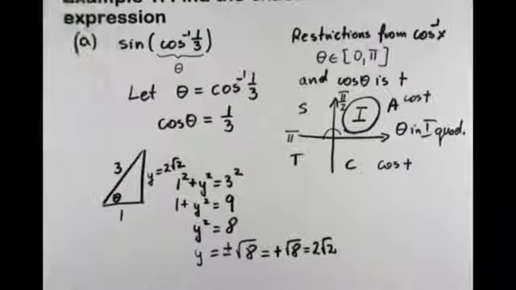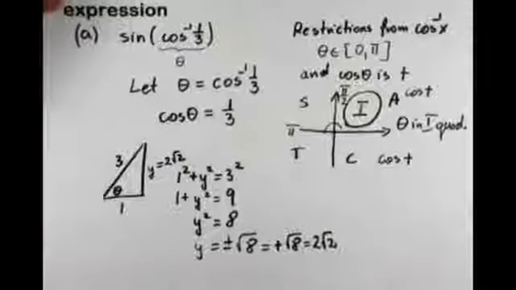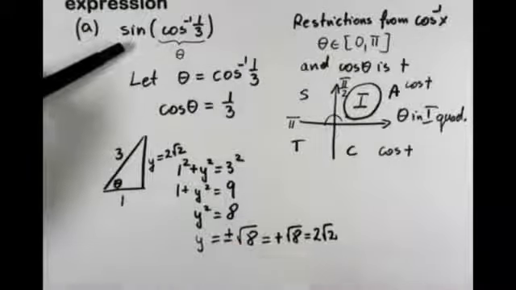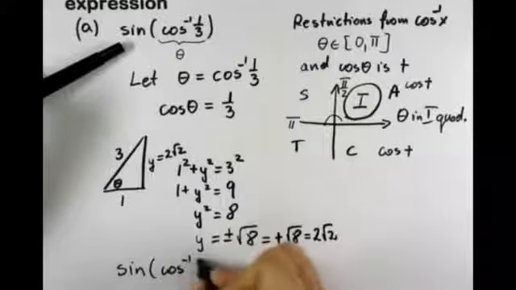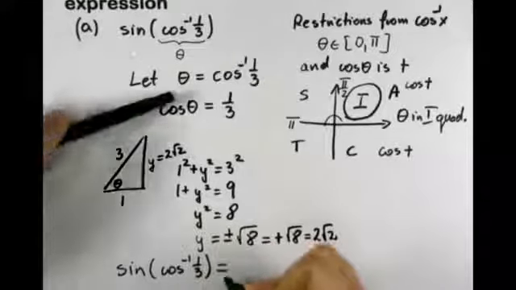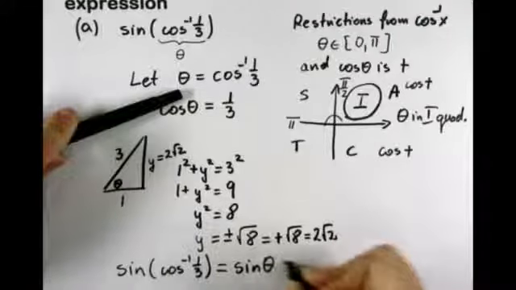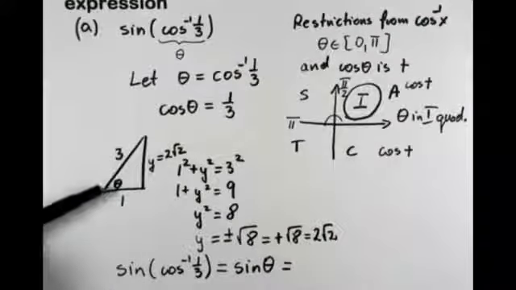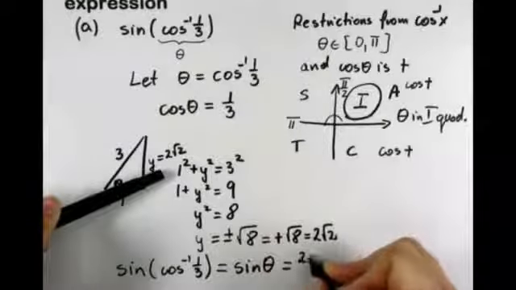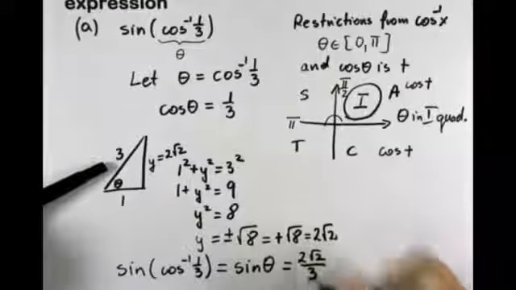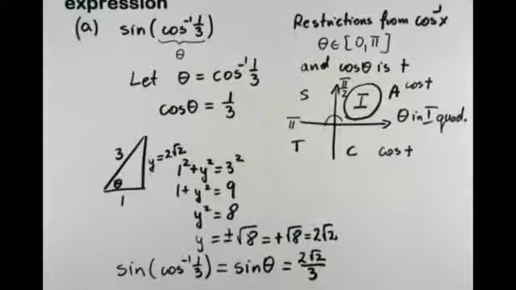So now my final answer, I'm looking at my final and my original question. I need to find sine of cos inverse of 1/3, and we said that cos inverse of 1/3 is theta, so I need to find sine theta, and sine theta in this triangle is opposite over hypotenuse, so opposite is 2 root 2 over 3, and I'm choosing the positive value because of the quadrant. So that's the final answer.